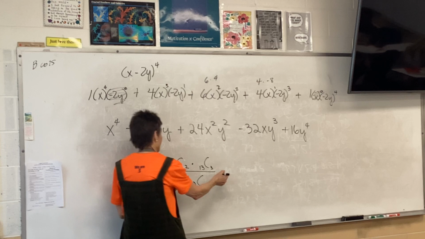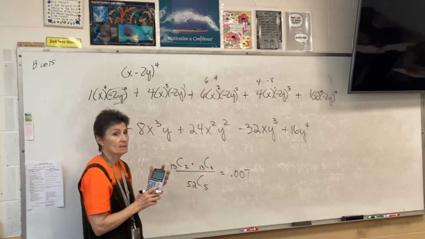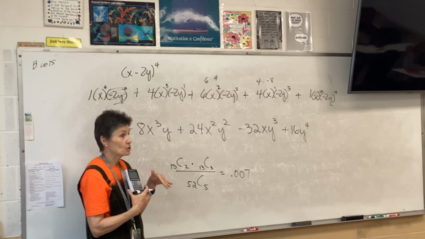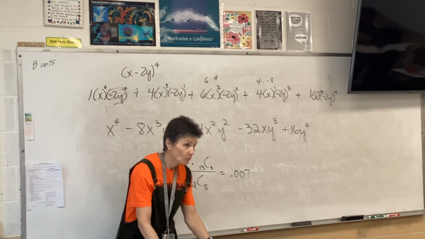I got 0.007. If we round to the nearest thousandth, I got 0.007. Did you? Perfect. All right, another one.